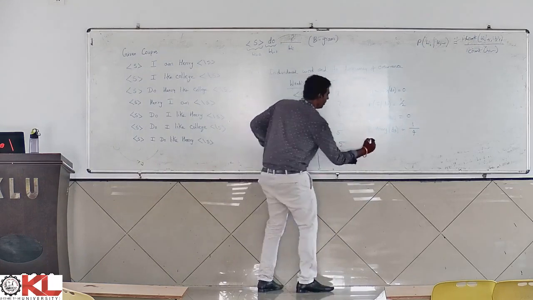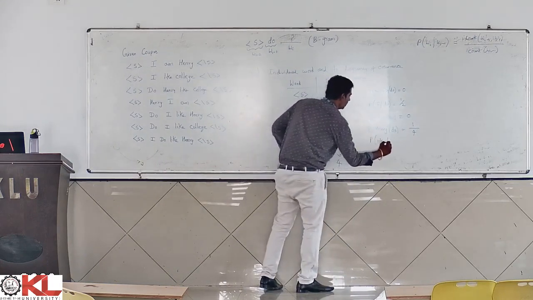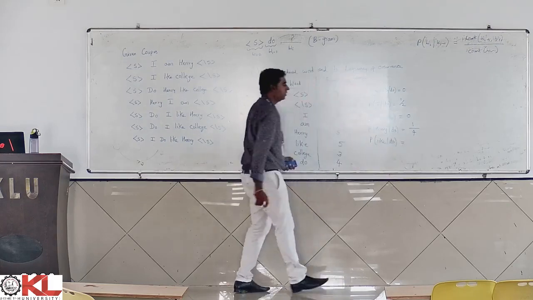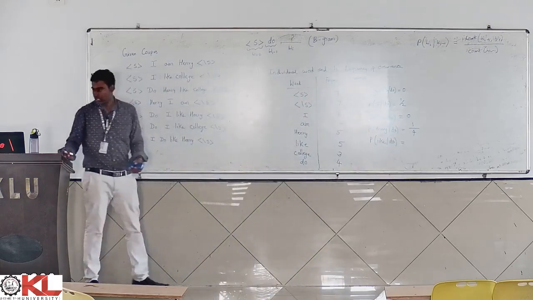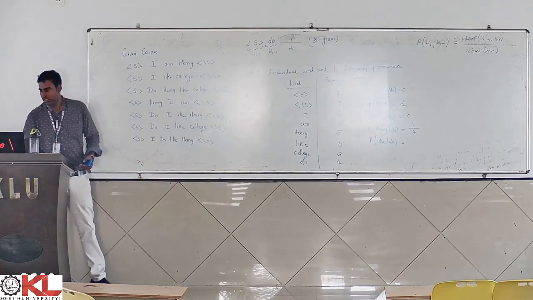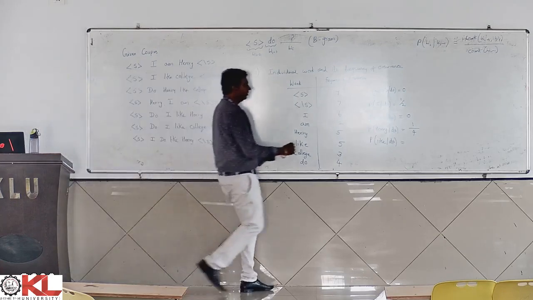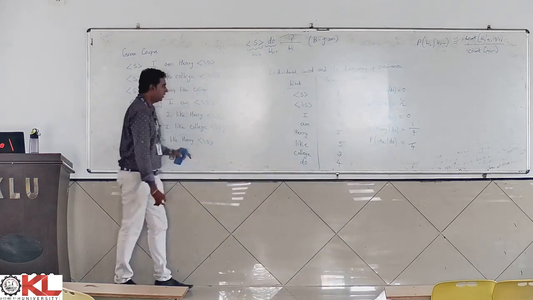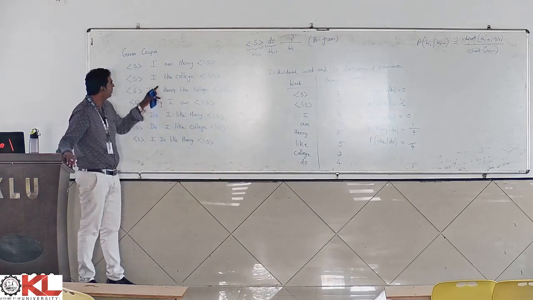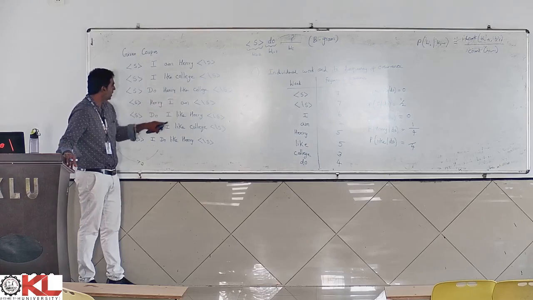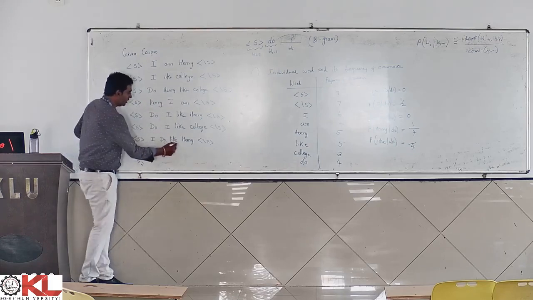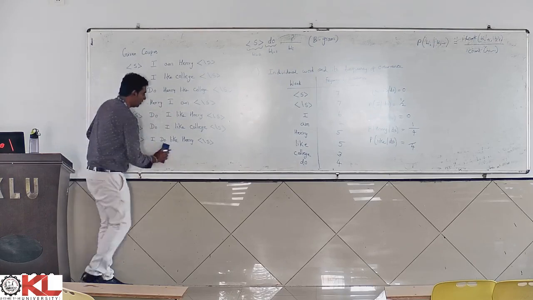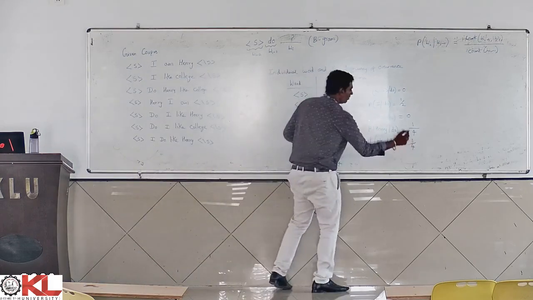Similarly, next one, probability of "like" given "do". So this is what we are going to discuss. Similarly, the denominator value is 4. What about the numerator value? How many times after "do" does "like" come? Check here. No, here no. First sentence, second sentence, no. Third sentence, no. Fourth sentence, no. Only in one sentence, the last sentence, it occurs one time. So the value is 1 by 4.